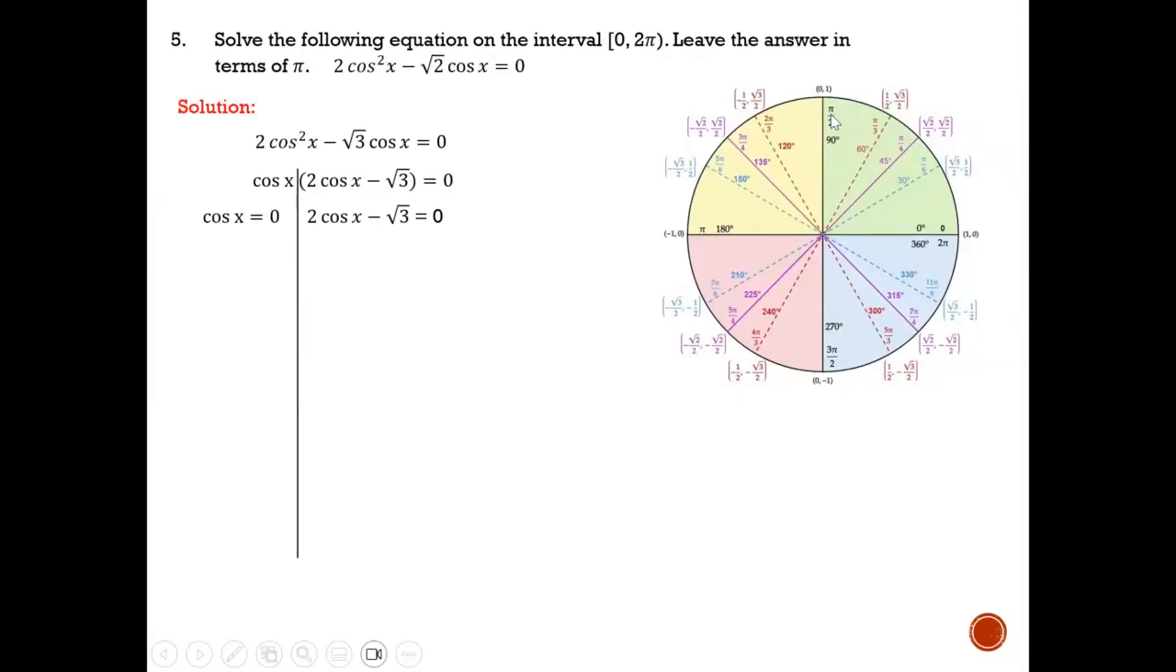You notice it's going to be at pi over 2, right? Because the cosine is 0 at pi over 2, and also at 3 pi over 2. So for the cosine equal to 0, these are my 2 answers.